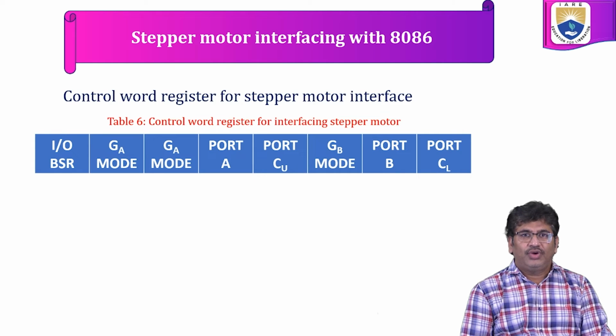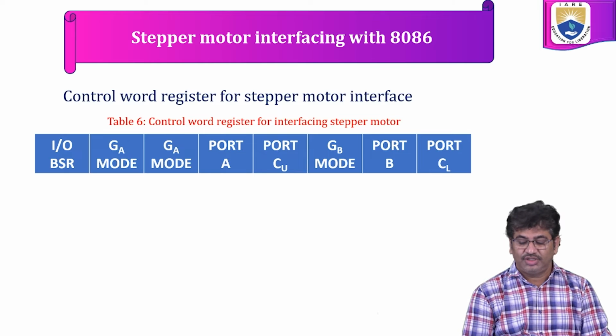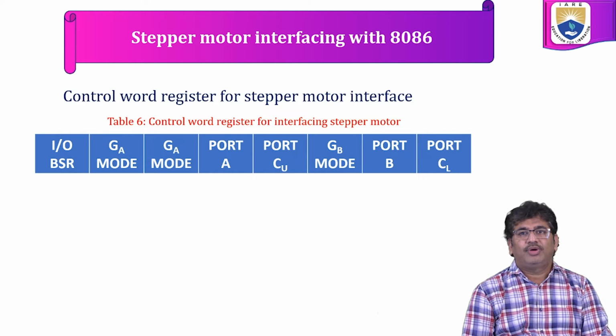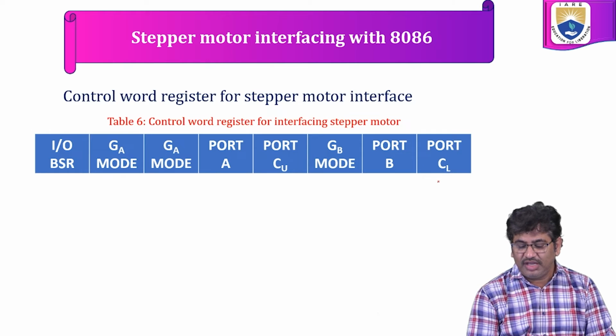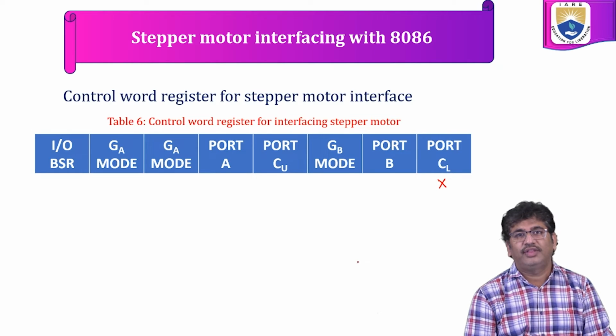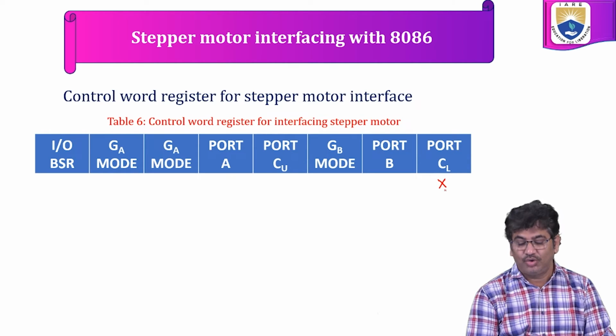For any 8255 programming, first we have to configure the control word register. For this stepper motor control, we are not using port C, so this is a don't care. Either you can pass 0 or 1. That means port C we are not using for controlling the stepper motor. So either you can drive this port as output port or input port. That's why I'm taking this one as don't care.